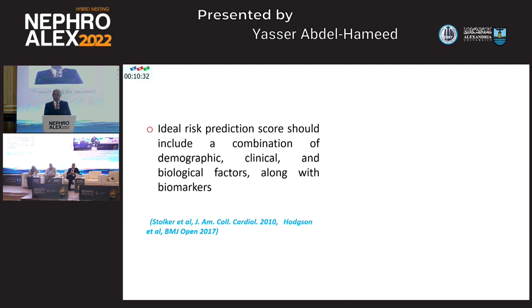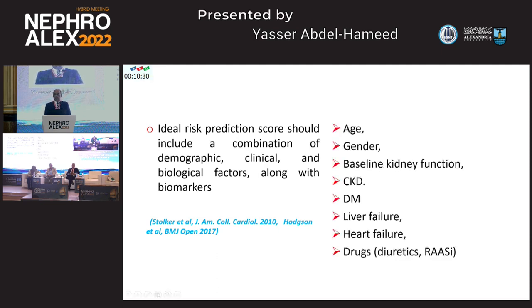Either a risk prediction score, and these are examples of the data to be used in the score: epidemiological, demographic, clinical and biological factors, along with biomarkers. Age, gender, baseline kidney function, CKD history, diabetes, liver failure, heart failure, and the use of drugs, in combination with biomarkers. So we can construct a risk score for early prediction, not only from serum creatinine, but from a combination of multiple data.